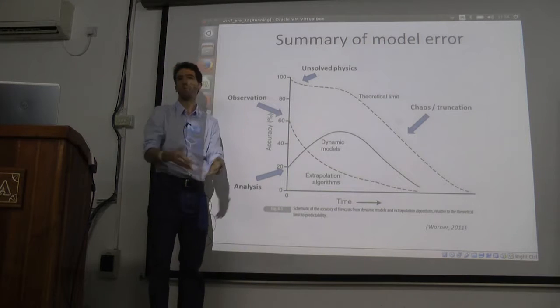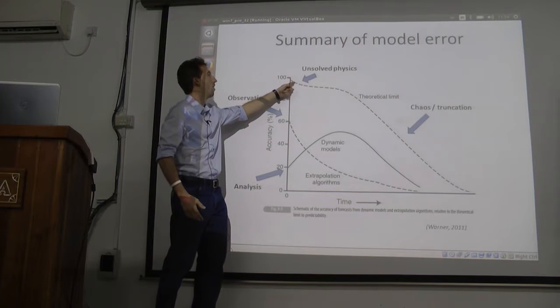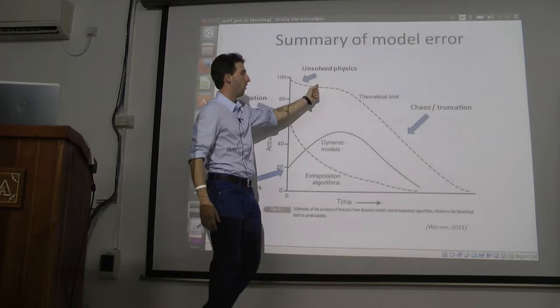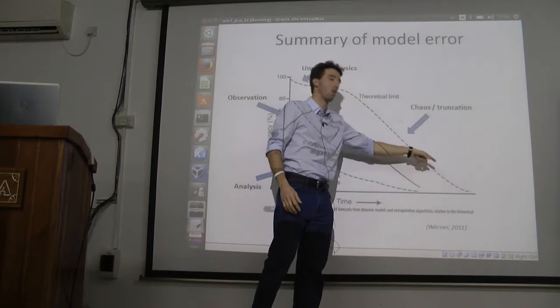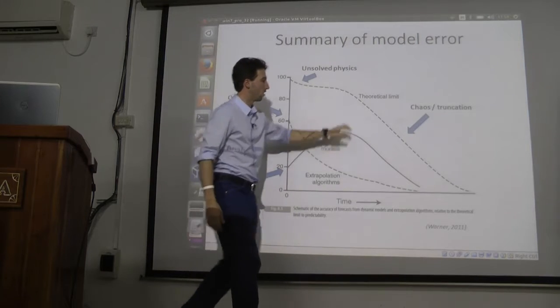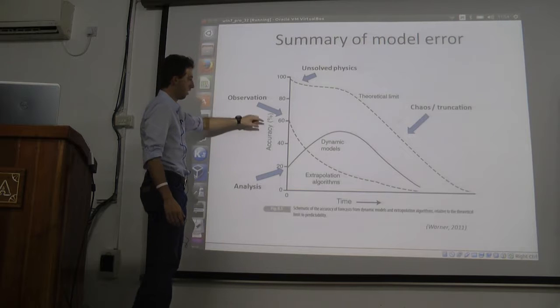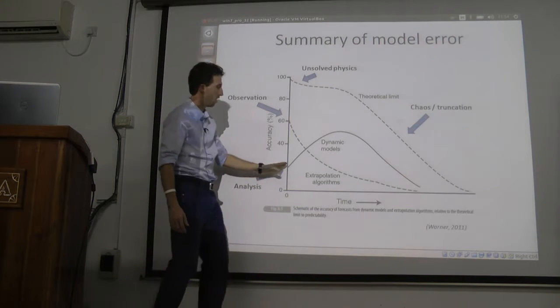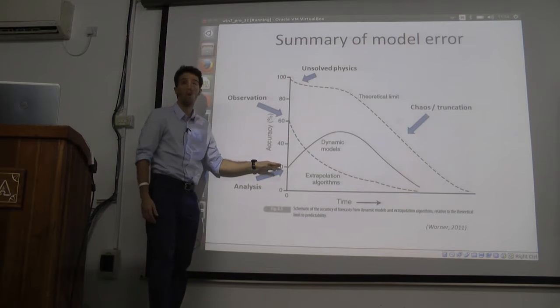You have to go deeper and deeper in resolution. There will always be an error here in the beginning. And then you have problems with truncation that will make your simulation blow. Accuracy goes down. And for the real dynamic models, what happens, it will start with a low accuracy.